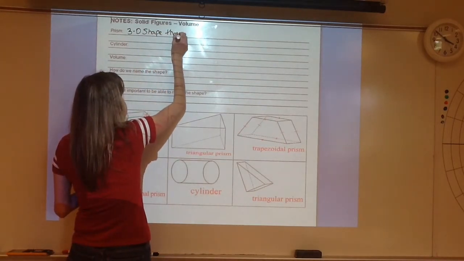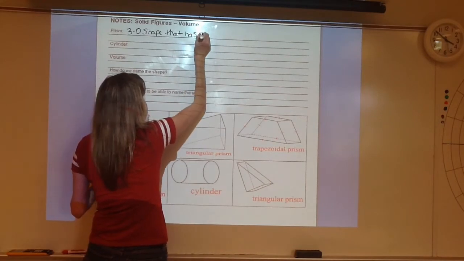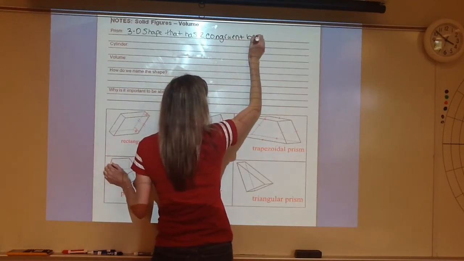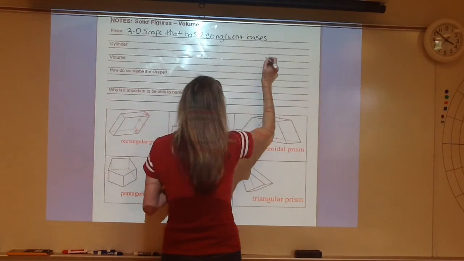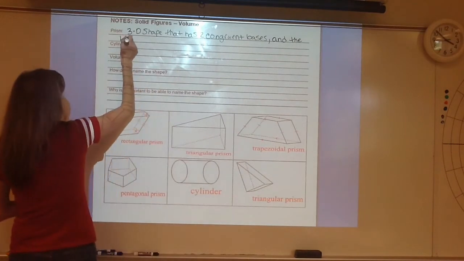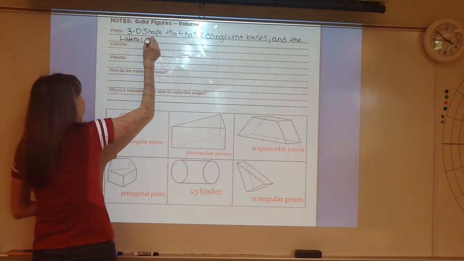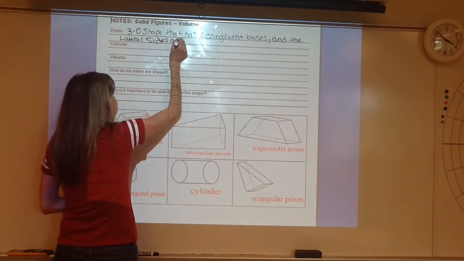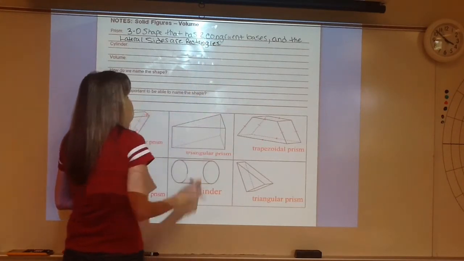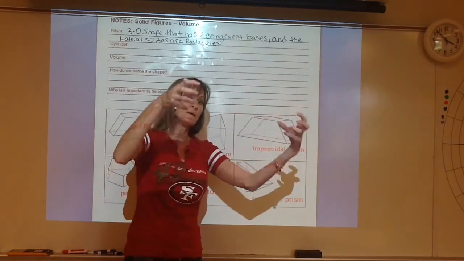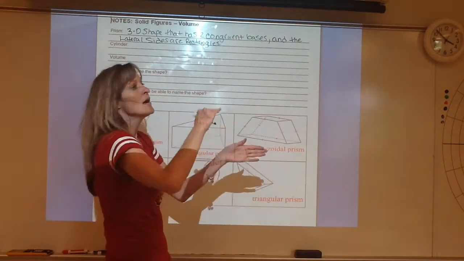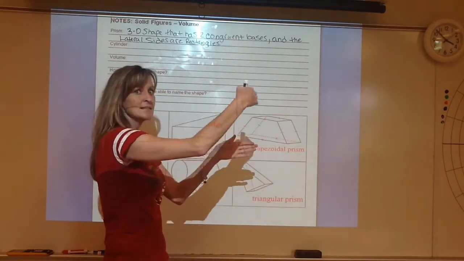That has two congruent bases. And the lateral sides are rectangles. Okay, so what that means is it has a top and a bottom, and it could be laying on its side, but its top and bottom are the same shape, and they are exactly the same size. Same size, same shape. And then all the sides around the outside, they're called lateral faces, are all rectangles.